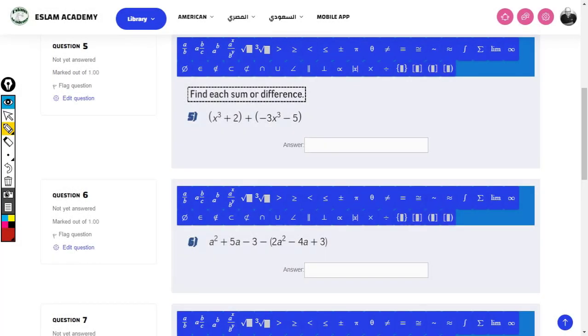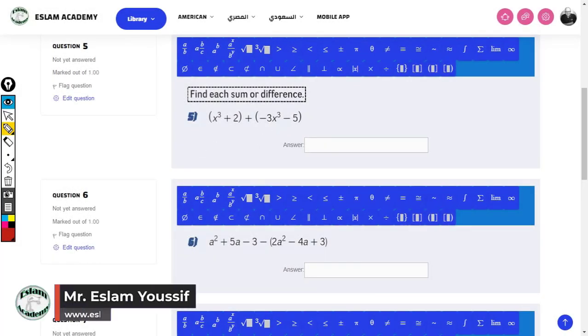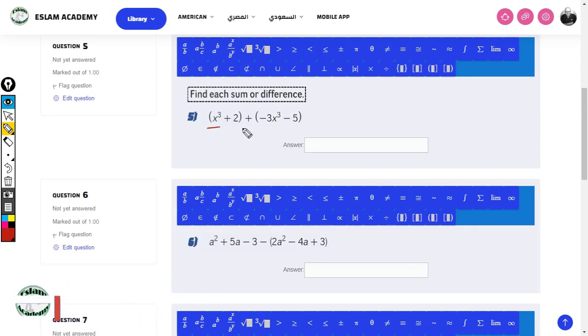In this problem, we need to add the two expressions. Adding two expressions means adding the like terms. So number 1, we need to underline the like terms. We have x power 3 and x power 3. X power 3 minus 3x power 3 will be negative 2 x power 3, without any change to the power. In adding and subtracting, don't change the power. We just change the coefficient. 2 plus negative 5 will be equal to negative 3.